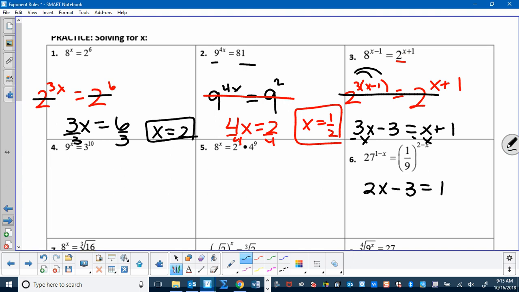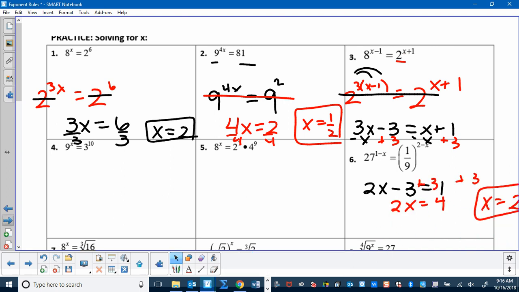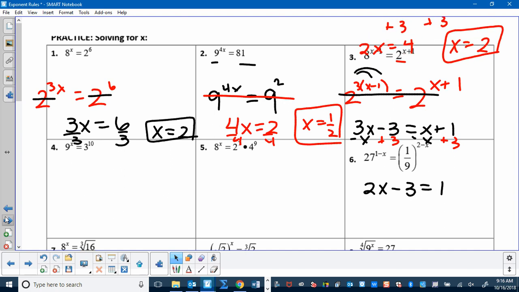Some people do it all at the same time, and they do plus 3 plus 3. If that doesn't make sense to you, then write it out like this, because you'll just plus 3 plus 3. 2x equals 4. What does x equal? 2. That's the answer for problem number 3. Not problem number 6.